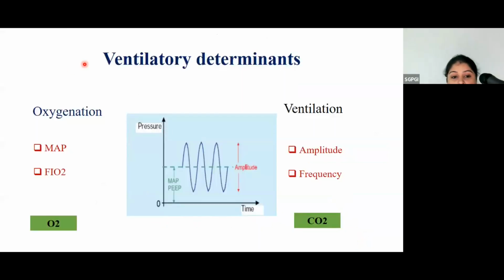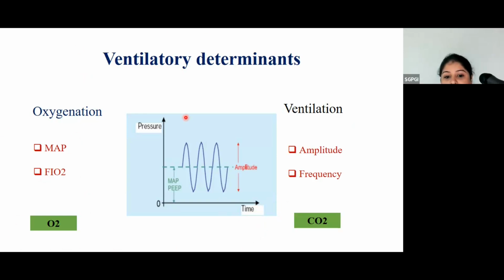So the unique phenomenon in high frequency ventilation is a decoupling of oxygenation and ventilation. Oxygenation is maintained with the help of mean airway pressure and the fraction of inspired oxygen, that is FiO2. While ventilation is maintained with the help of amplitude, the force with which the piston is operating and moving back and forth, and the frequency, which helps in CO2 elimination and maintains the tidal volume.